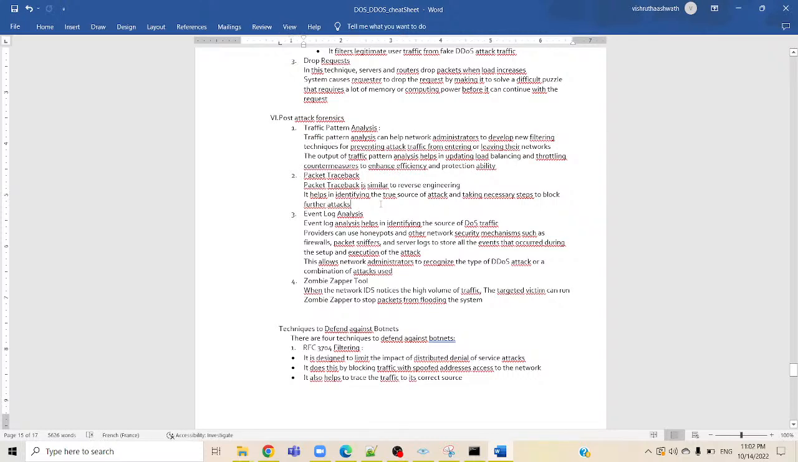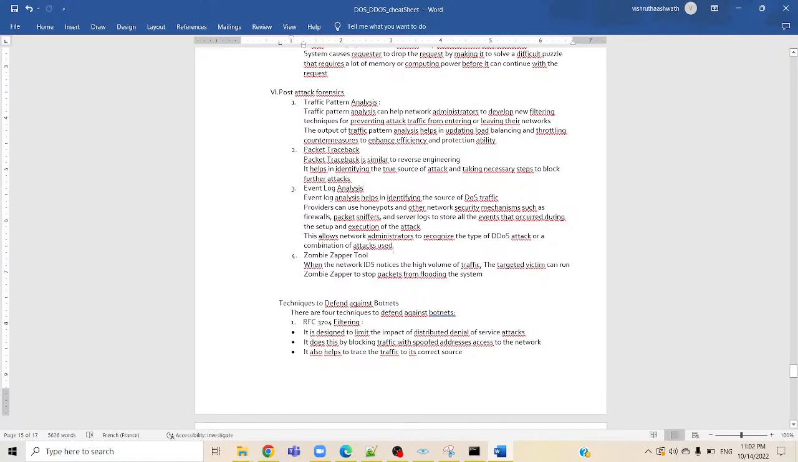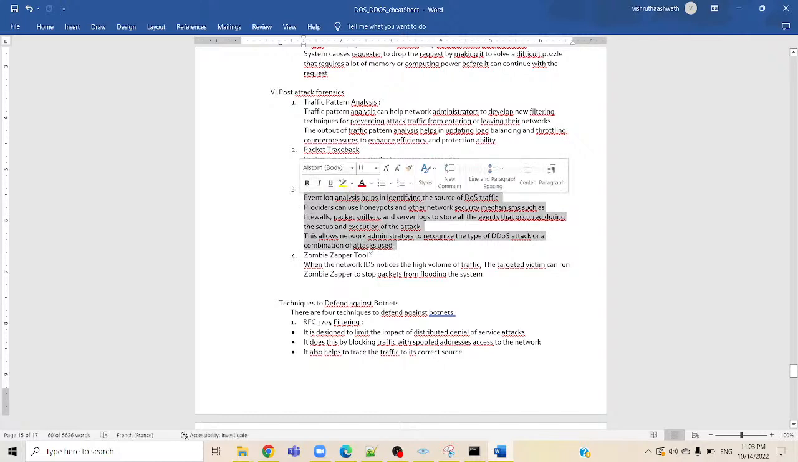It helps in identifying the true source of attack and taking necessary steps to block further attacks. Event log analysis. Event log analysis helps in identifying the source of DoS traffic. Providers can use honeypots and other network security mechanisms such as firewalls, packet sniffers, and server logs to store all the events that occur during the setup and execution of the attack. This allows network administrators to recognize the type of DDoS attack or a combination of attacks used.